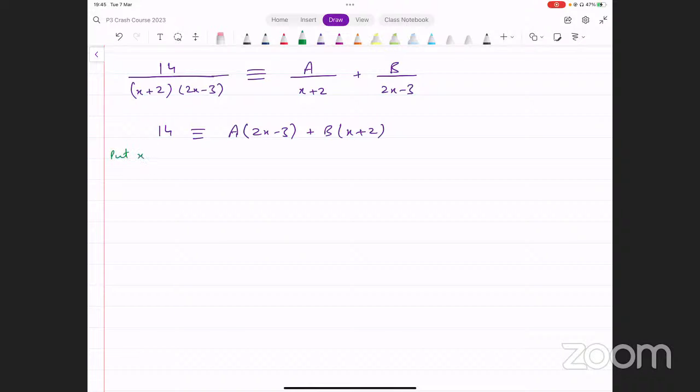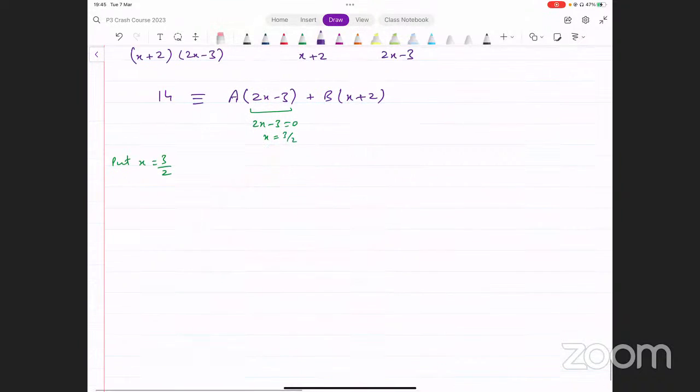We could input x equal to 3 over 2 first of all. Let's see what that gives us, because that's what makes this bracket 0. So why are we inputting this? We basically see what value makes this 0. So 2x minus 3 equal to 0 gives us x equals 3 over 2. We could input 3 over 2 in this identity first of all.